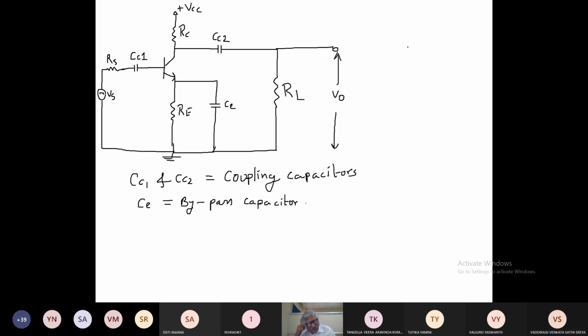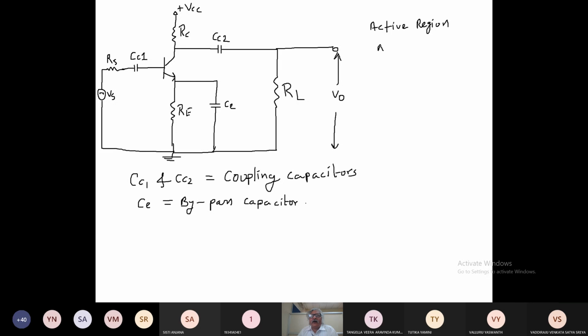Yes, right. When we discuss biasing, why do we do the biasing of a transistor? So that we fix some operating point, and when we are operating a transistor as an amplifier, the important parameter is that the transistor should work in the active region, right? Transistor should work in the active region.